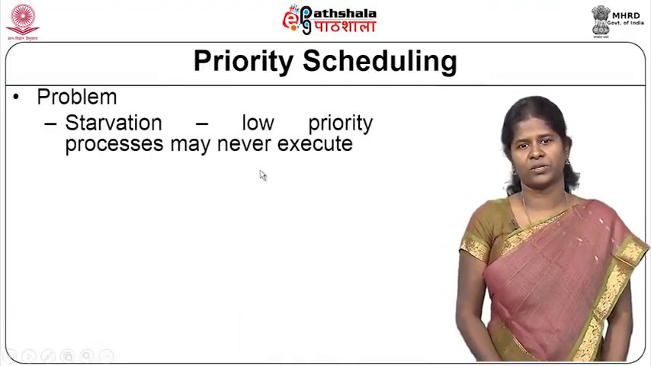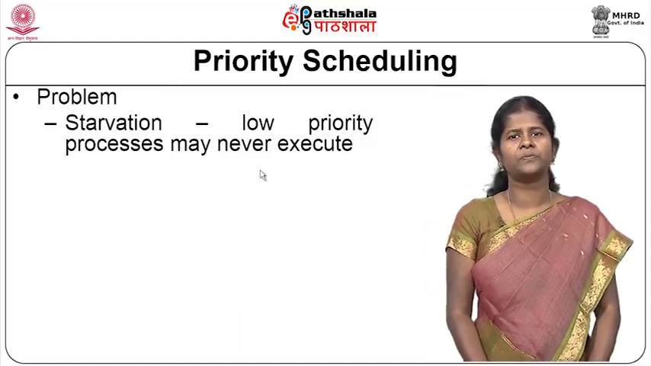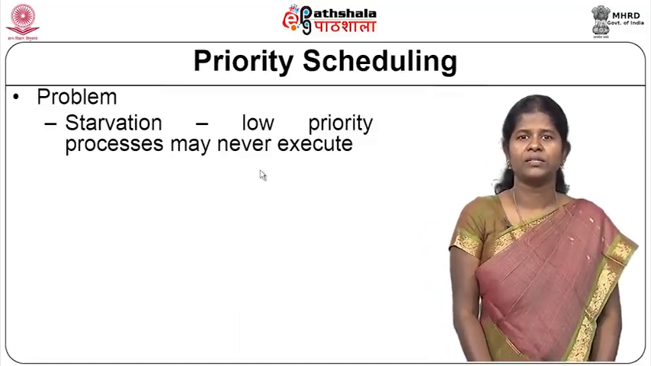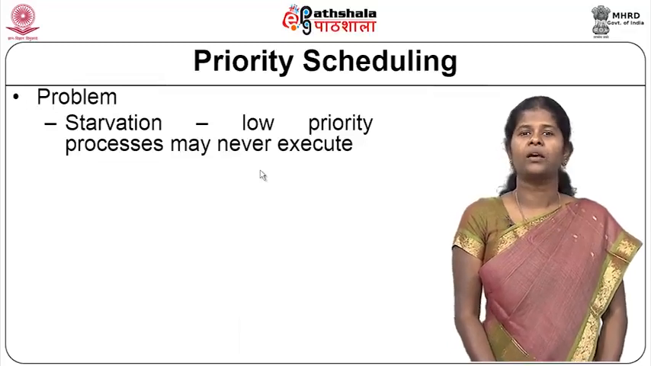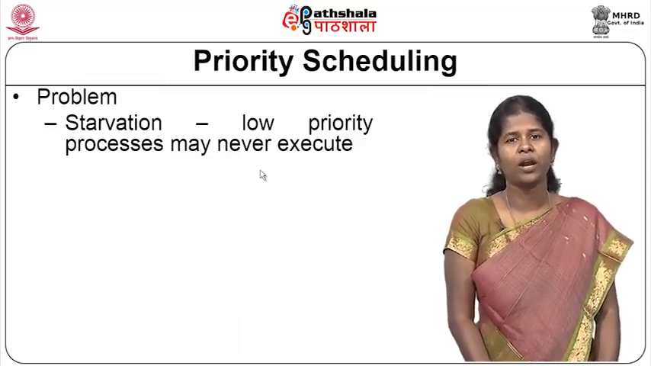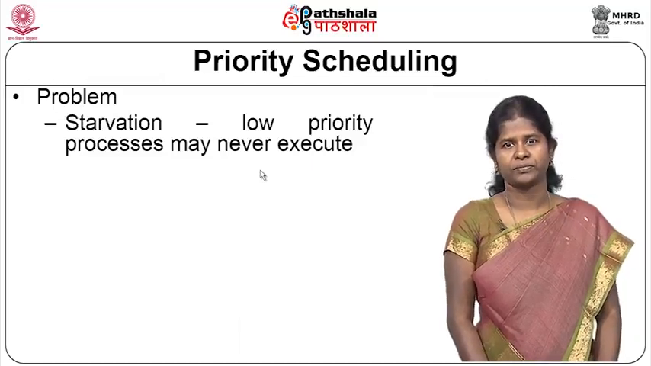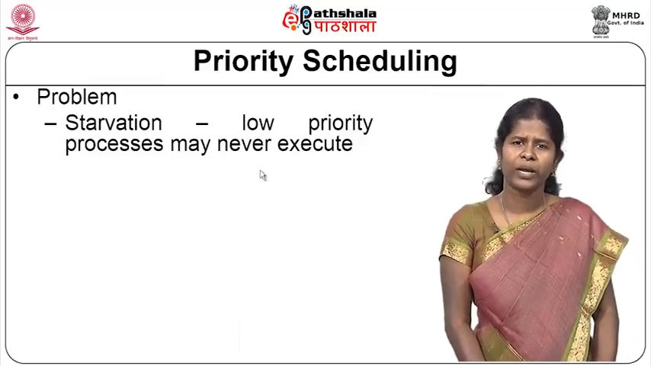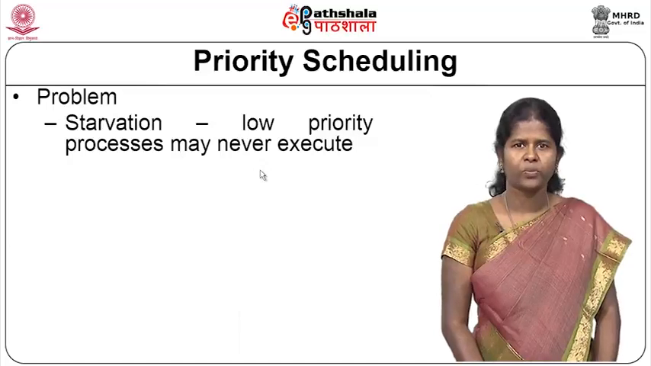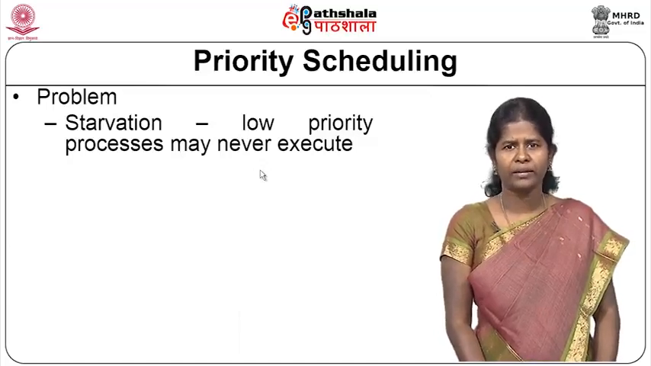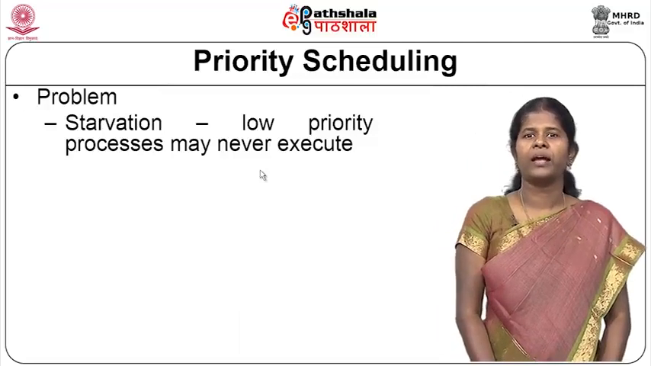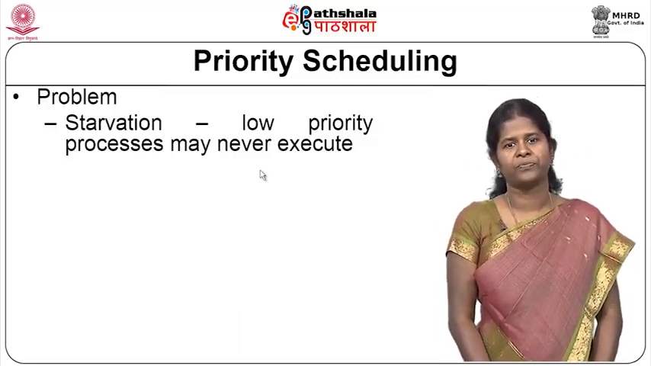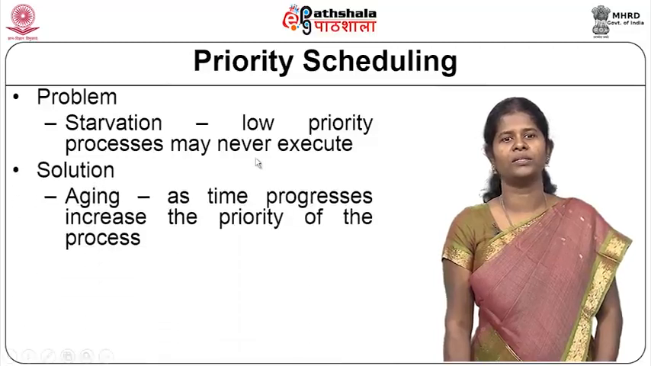But the only problem with this priority scheduling is that, say if high priority processes keep on coming, then low priority processes will not be getting the CPU. The low priority process will have to keep on waiting. Say there is one low priority process and that is not getting the CPU at all. High priority processes keep on coming and this low priority process will starve. And how do you avoid this situation?